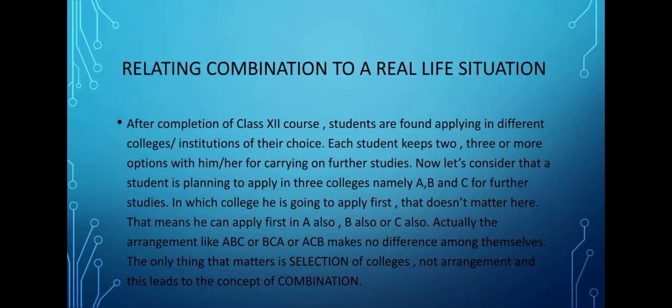After that, let us relate combination to a real life situation. Now, we often find students after completion of class 12 course, they go for admission in colleges, different institutions, etc. The first thing they have to notice is what? Subject combination. Suppose a student is trying to get admission in degree college. He is taking three options. Often we find students taking 2 or 3 options for getting admission in any institution of his or her choice.